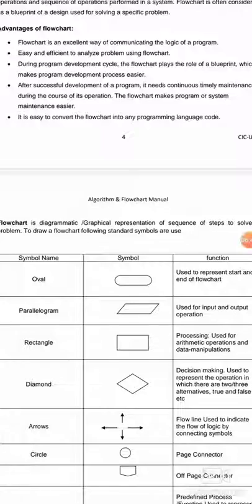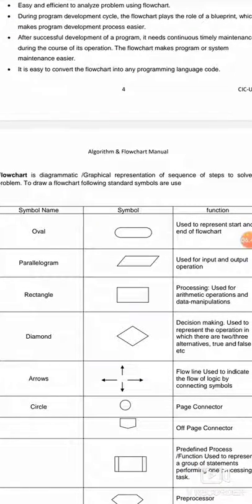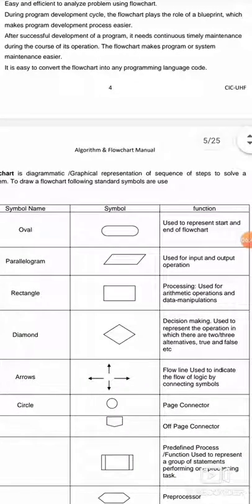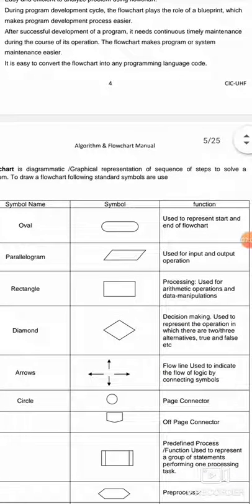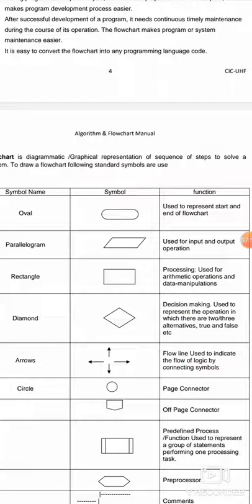First symbol is oval. What is this symbol? We call it the start symbol. Generally you can see this symbol to start any program or any operation. First thing is you have to start, and at the end of the flowchart also we are going to put a stop. So this first symbol is start or stop: the starting of the program and the closing of the program. The flowchart will start with this start symbol and close with this oval symbol.